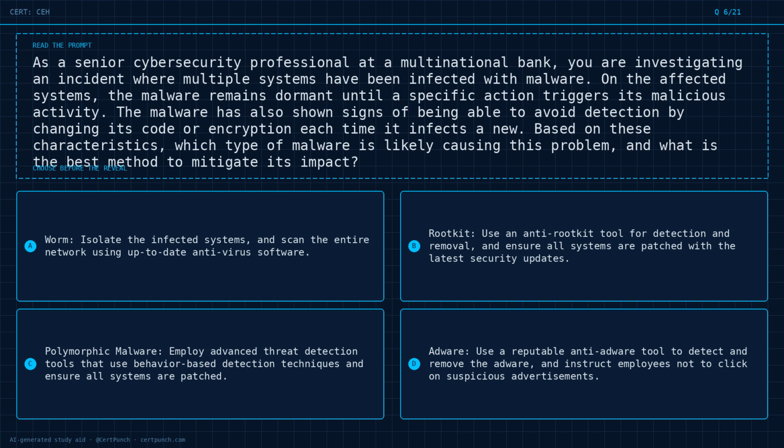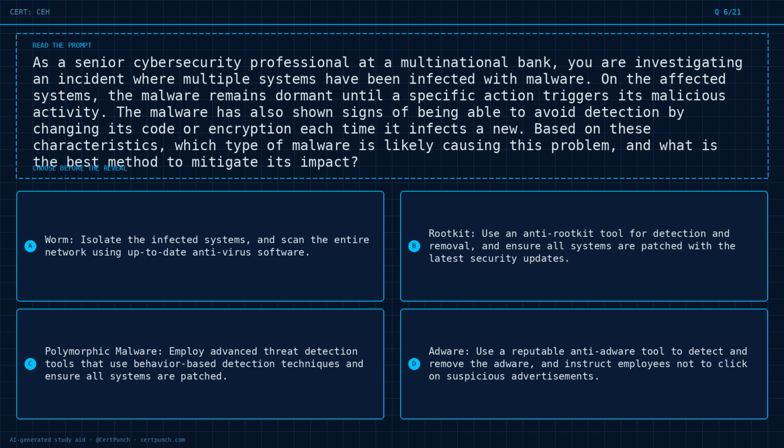Based on these characteristics, which type of malware is likely causing this problem, and what is the best method to mitigate its impact? Option A, worm. Isolate the infected systems and scan the entire network using up-to-date antivirus software. Option B, rootkit. Use an anti-rootkit tool for detection and removal and ensure all systems are patched with the latest security updates.